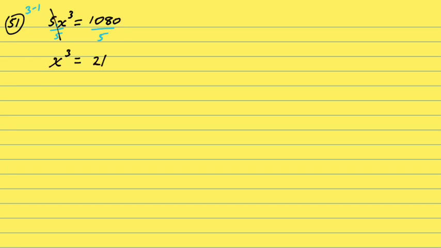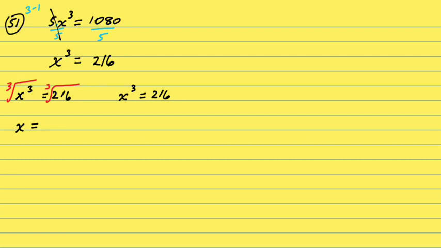This gives me 216. So that's x to the third equals 216. To get rid of the third power, you're going to do the third root. If you do it to one side, you do it to both sides. The third power and the third root eliminate each other, and we're left with the third root of 216.